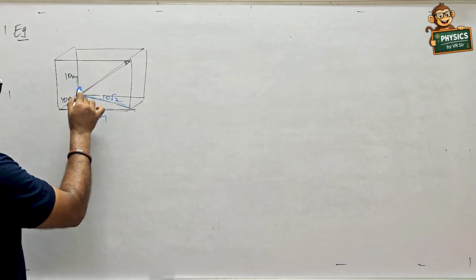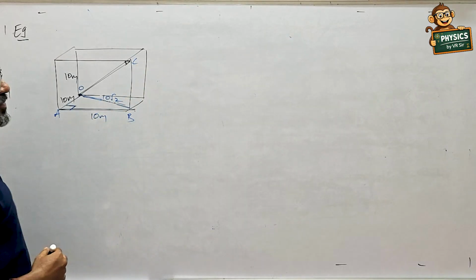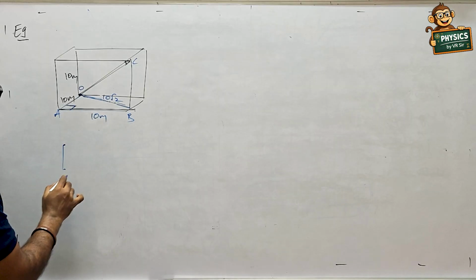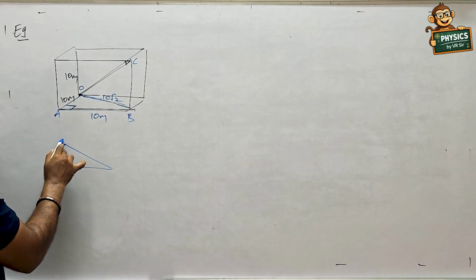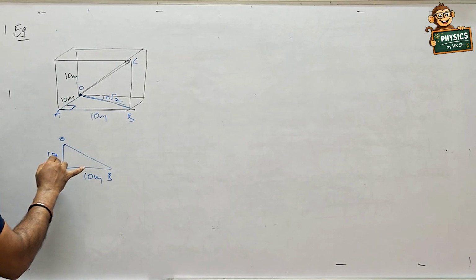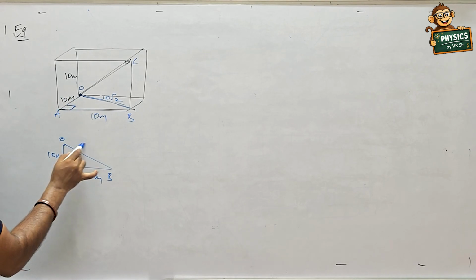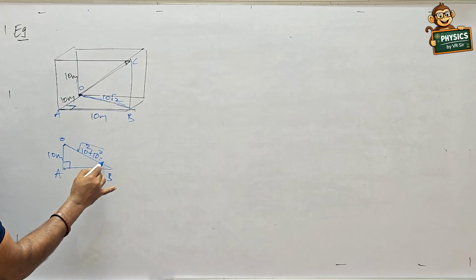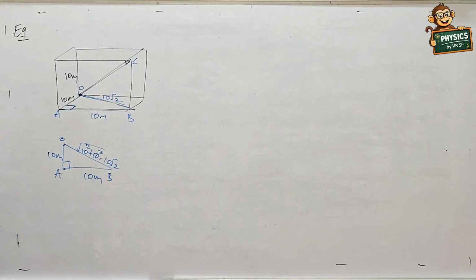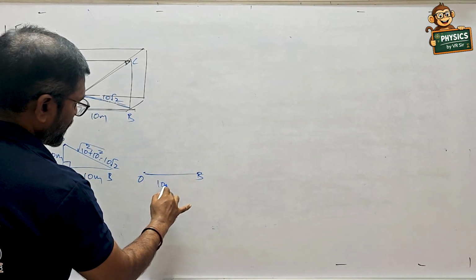How? Let me call this O, this A, this B, this C. Right now I am focusing on O, A, B. So AB is 10 meters and OA is 10 meters. Then what about OB? It's not perpendicular, I told you already. So it's root over 10 square plus 10 square, which is nothing but 100 plus 100. It is going to give you 10 root 2.